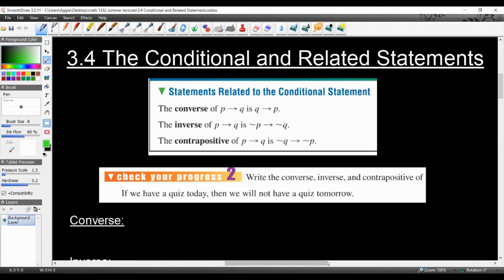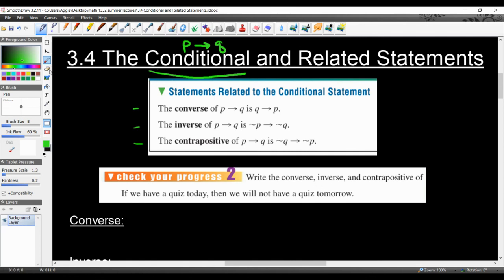Okay, this video is going to cover section 3.4, the conditional and related statements. It's mostly going to be about these three things right here. The conditional statement is this one, P implies Q. This is what we've been looking at for a while now. And the related statements are going to be the part after that.